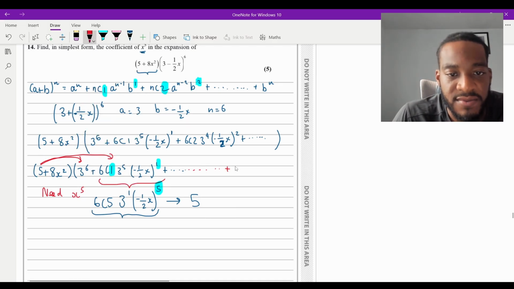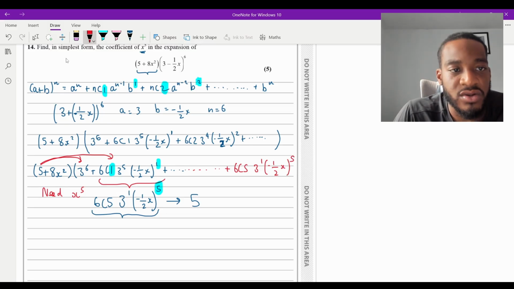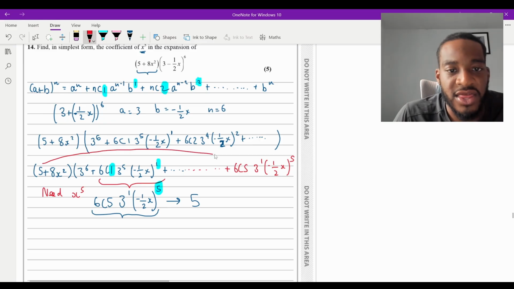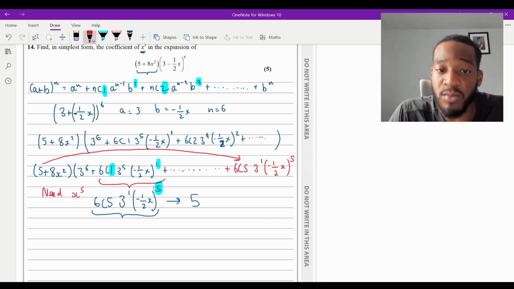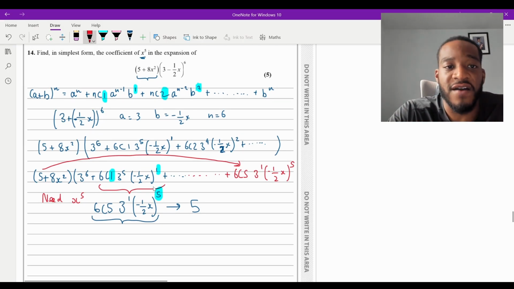It's going to be 5, and it's going to be 6c5 and then 3 to the 1 and then minus a half x to the 5, isn't it? And if I do that, let me rub out these two arrows here. If I do that, that will quite clearly give me the term that I'm looking for, because remember, I need an x to the power of 5, don't I?